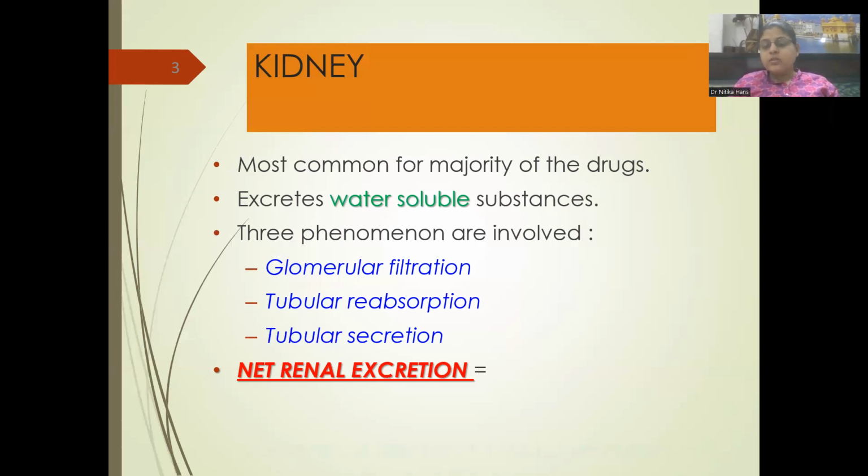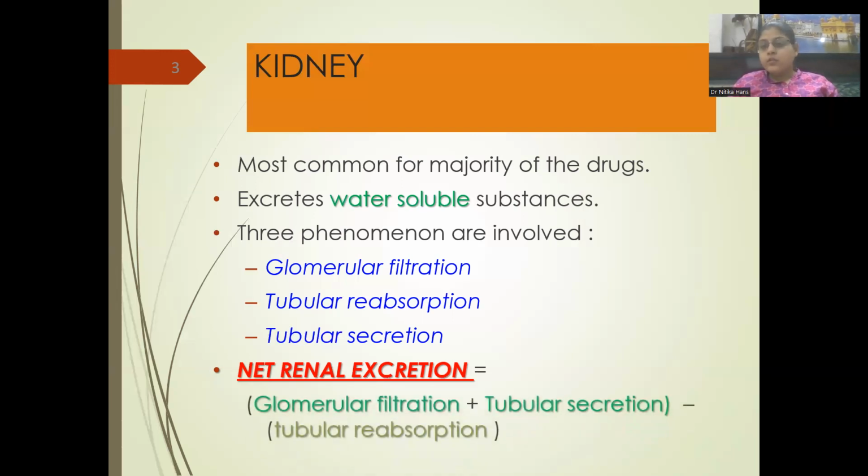And net excretion is: glomerular filtration, that is out of the body, plus tubular secretion, that is, into the tubules, the drugs are secreted, and tubular reabsorption is from the tubules, the drugs are reabsorbed back into the peritubular capillary, so it will be minus tubular reabsorption.